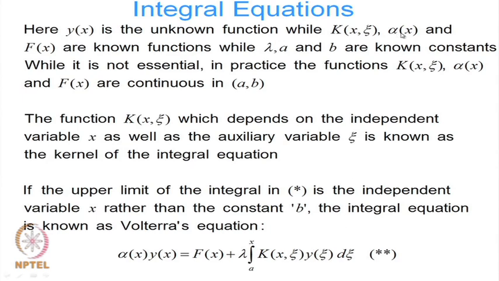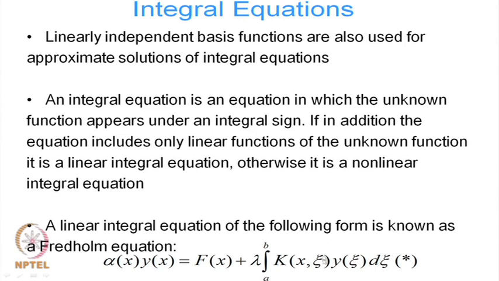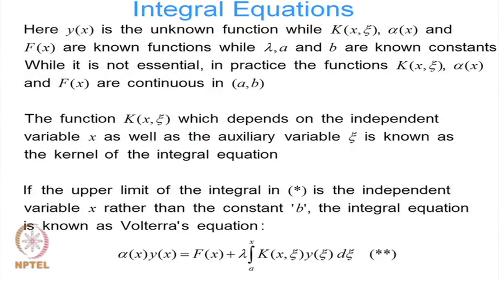In addition, there are alpha of x and f of x, which are known functions. So k, alpha and f are all known functions, while y is the unknown function, and we are trying to solve for y, right? Alpha is a function of x, f is a function of x, k is a function of x and an intermediate variable xi. And in addition there are constants: lambda, a and b. These are also known constants.